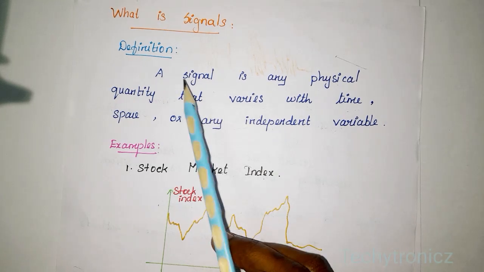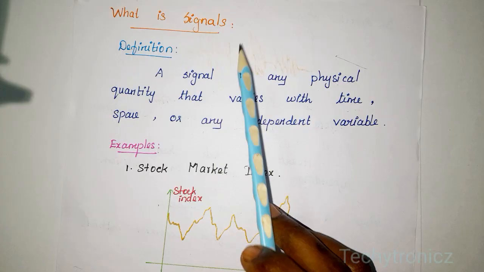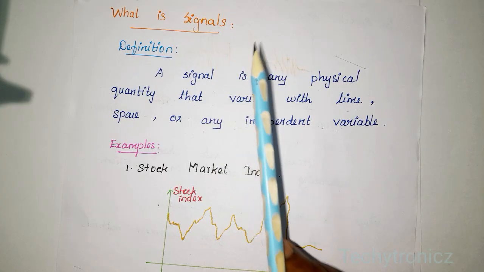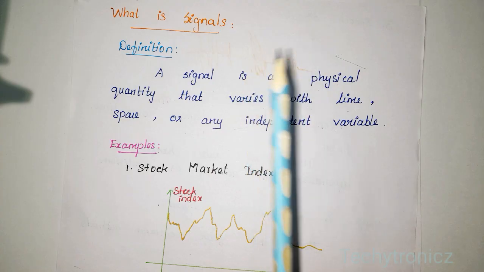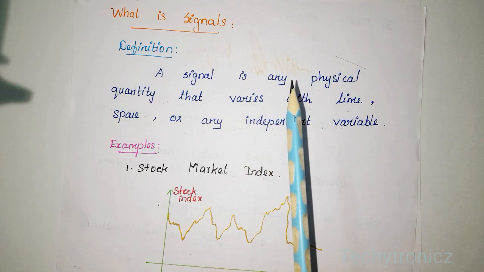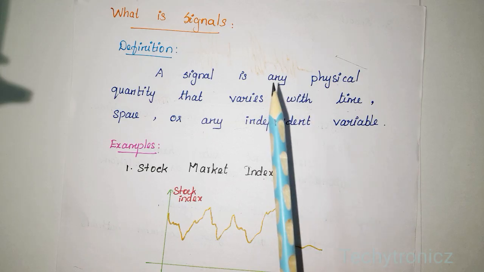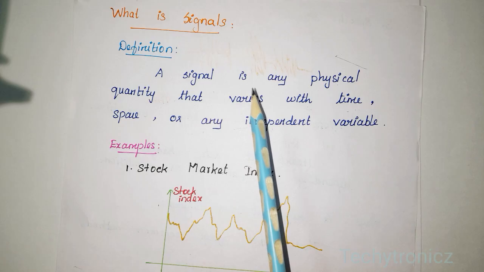Hi friends, in this video we are going to learn about signals. The basic and most important concept in electronics and communication is signals. By the end of this video you will know exactly what a signal is, examples of signals, and how to represent them. Let's see the definition of signal.